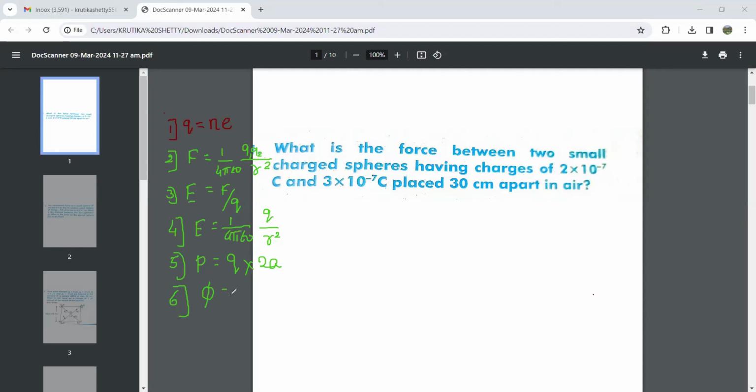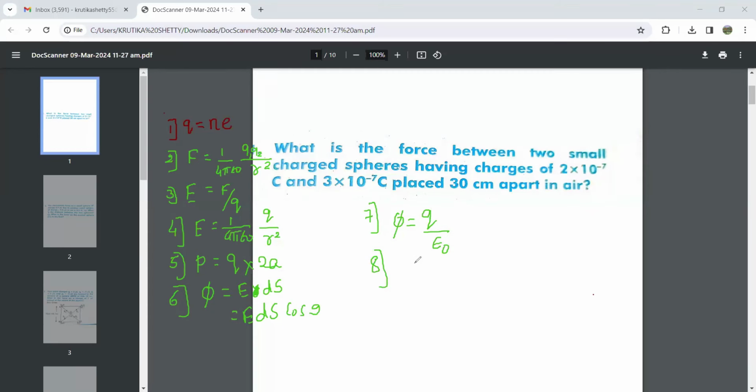So first flux. Flux is equal to E into ds, or sorry, D into ds, not cross product, it is dot product, or you can also write it as E ds cos theta. Then the seventh formula, the flux based on the Gauss law, is given by Q divided by epsilon naught.